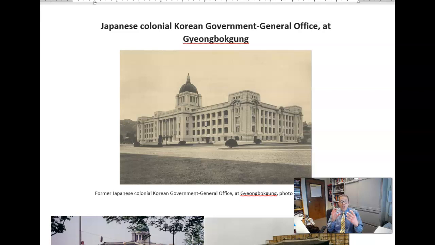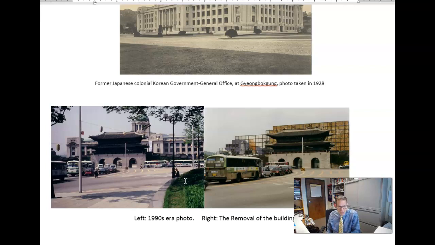Your old traditional ways are gone. Much of Gyeongbok Palace was actually torn down by the Japanese. They did not tear down a few buildings, fortunately, but most of them were dismantled, destroyed by the Japanese in this time period.